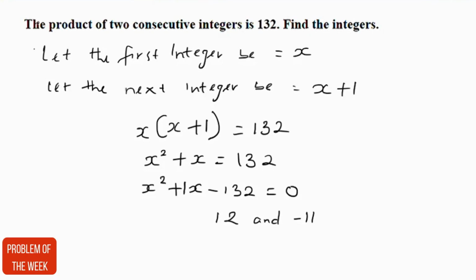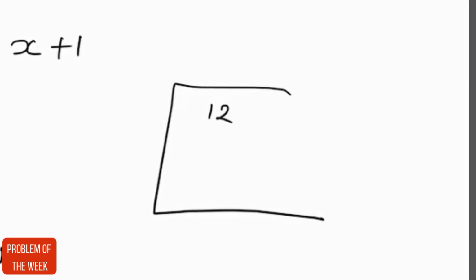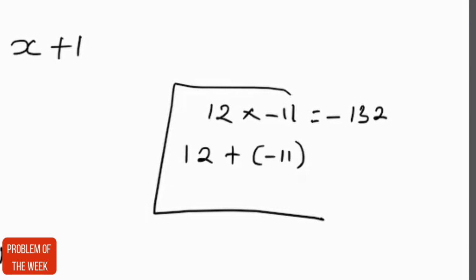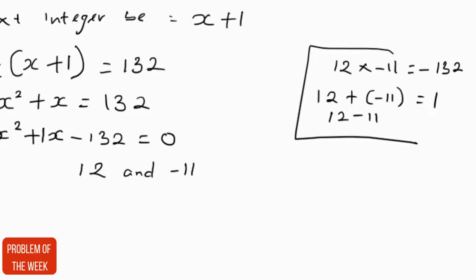Let's check. 12 times minus 11 is what? It's negative 132. 12 plus minus 11 will give us what? 1, because plus minus is minus. So 12 minus 11 is 1. So 12 and minus 11 are two numbers that multiply to give us minus 132, and when we add them up, we get 1.